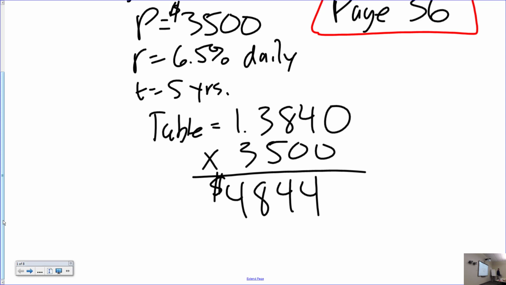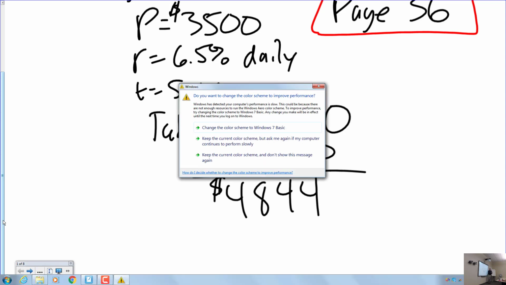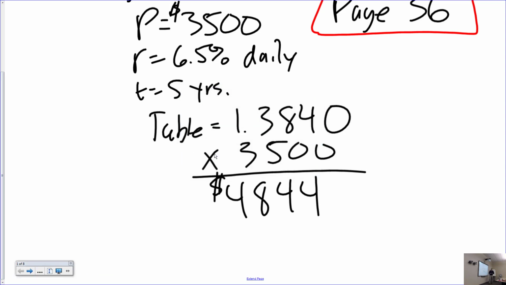So compound daily, it's just remembering that the specific table for compound daily exists, and that's the table that you use. Again, put a little sticky note on your packet. Make sure that you know that's the special page to use. All right.